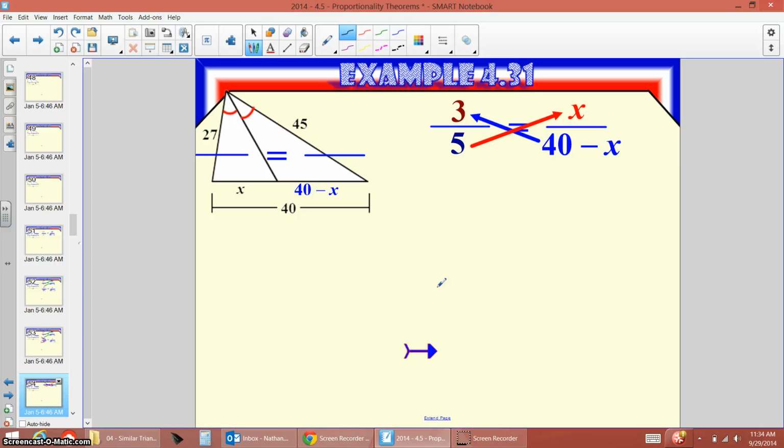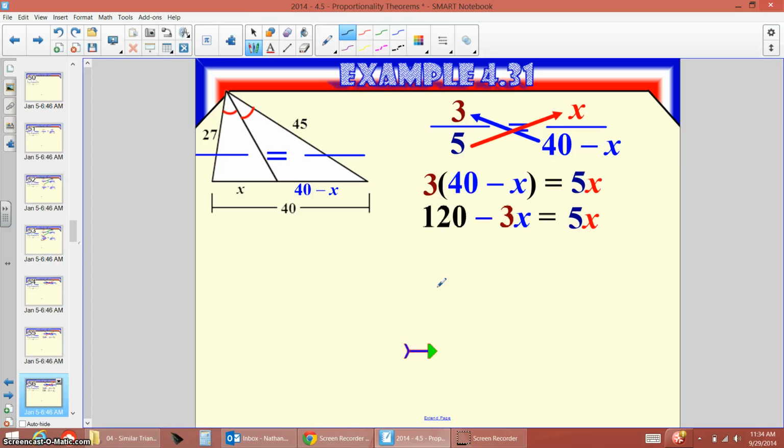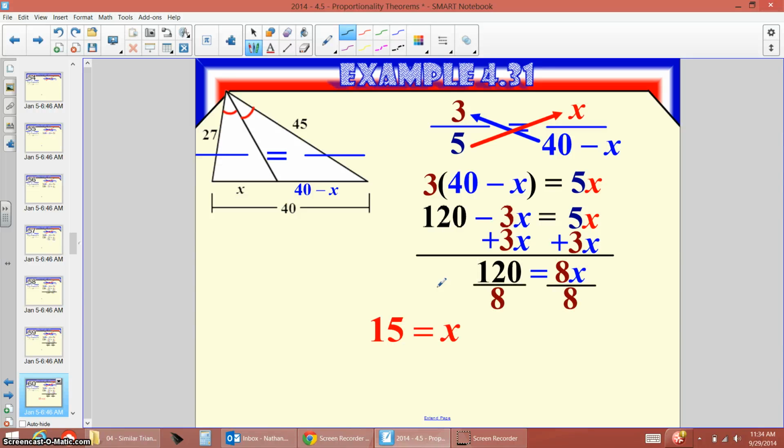Now I set up my cross multiplication. I distribute. I add 3x over. I divide by 8 on both sides. And I get x equals 15. Now that's our summary. So now when you're setting up your angle bisector problems, don't forget, we're not saying the triangles are similar.